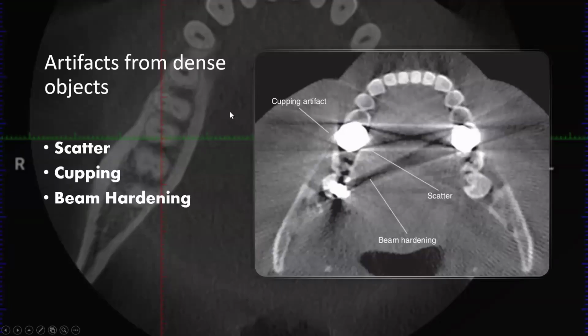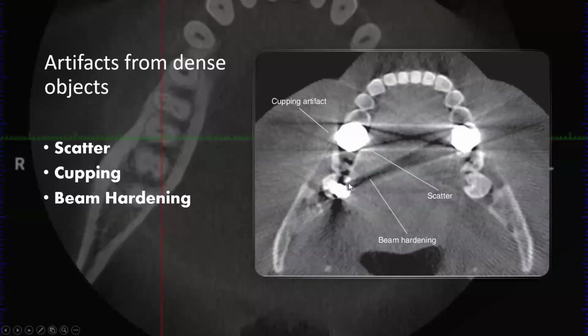Cupping. So these are dense material artifacts, metal artifacts. And basically, if you can recognize that these are metal artifacts, then that's all you really need to know. You don't need to know the technical details behind it. There's different types. Cupping artifact makes it look like that radiopaque material extends beyond its actual border. It kind of cups outward. Scatter artifact, which I think they have wrong, because scatter artifact is scattered radiation. That should be the dark lines.